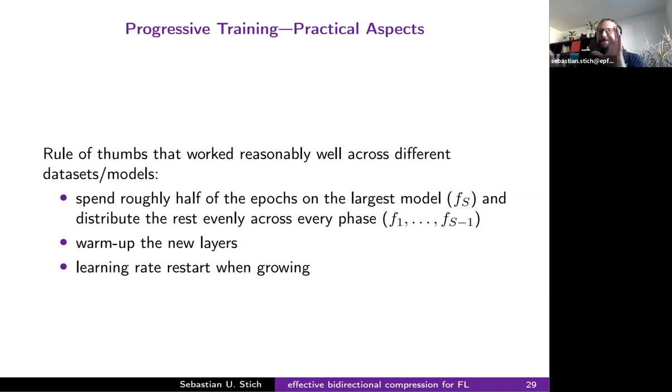So this is a bit more practical project, with a few practical comments. What we do so far is we always grow the models to full capacity, and we spend roughly half of the training on the full model and distribute the rest of the budget evenly across the growing phase. But if you want more aggressive compression, you should maybe consider stopping after training the first model, because then you have achieved the highest compression ratio. There is this warm up and also some learning rate restarts that we use.